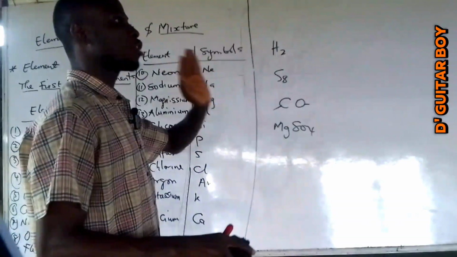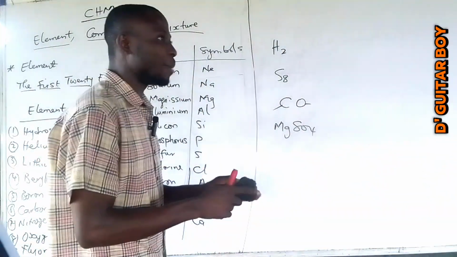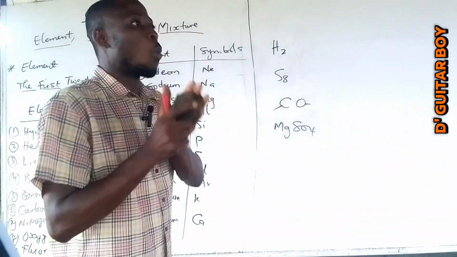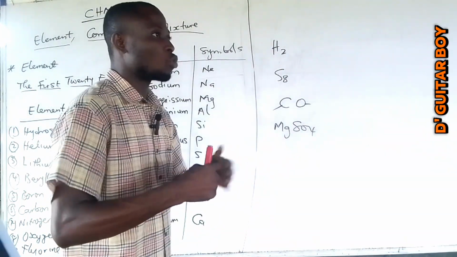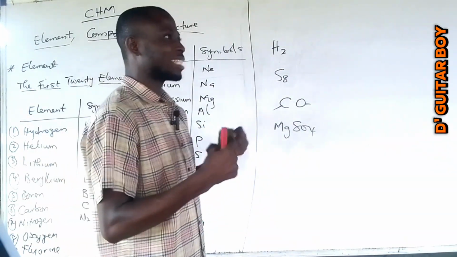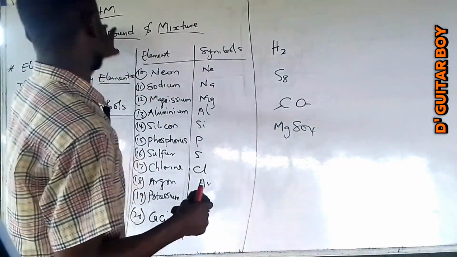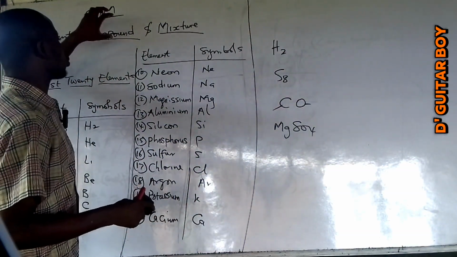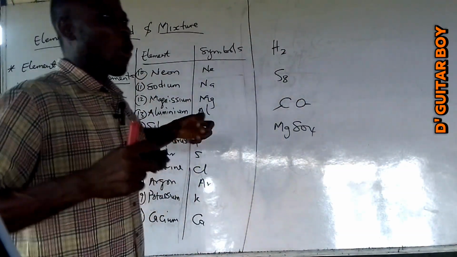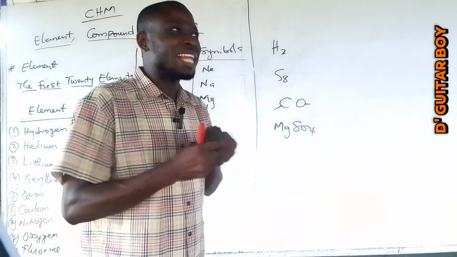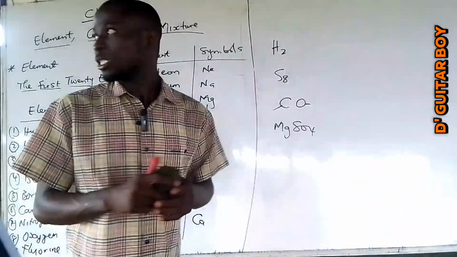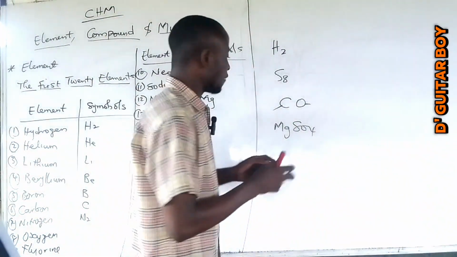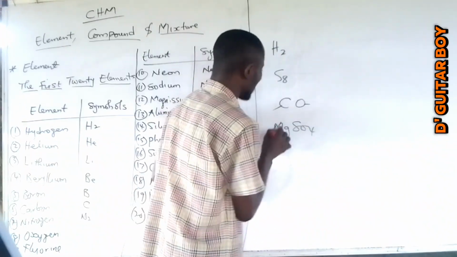An element is just one element, while a compound consists of two or more elements bound together chemically. That is why I define a compound as a substance which consists of two or more elements chemically combined together. They must be chemically combined together. Hence, you call them a pure substance.